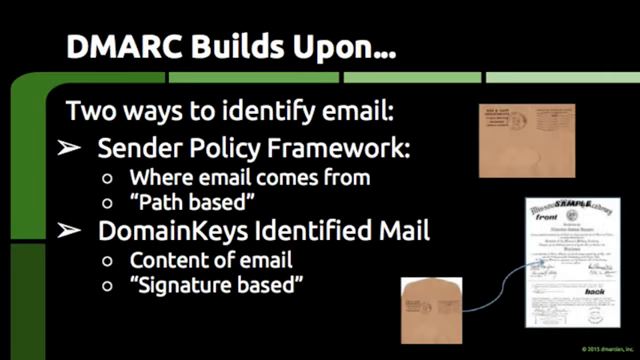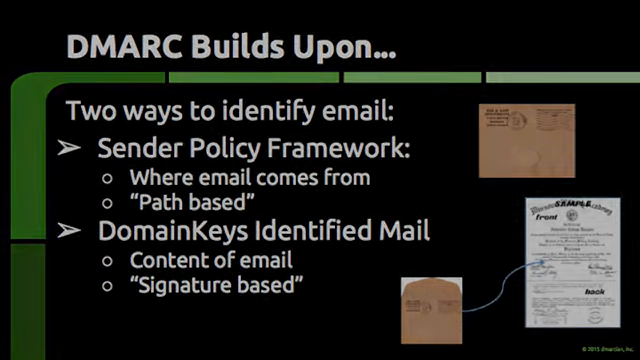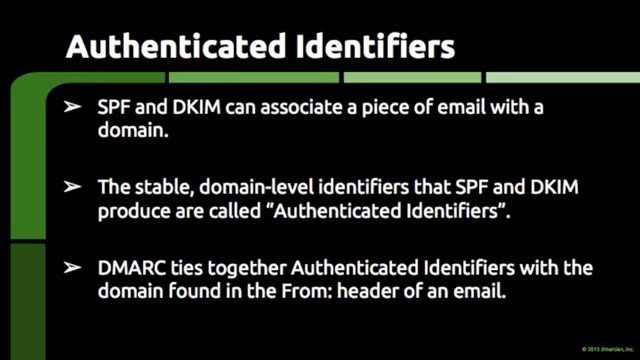DMARC builds upon two existing technologies that are used to associate a piece of email with a domain. SPF, which stands for Sender Policy Framework, and DKIM, which stands for DomainKeys Identified Mail, work in different but complementary ways to create a link between a piece of email and a domain. SPF and DKIM are standalone technologies that have been around for many years and can be used independently from DMARC. By themselves, SPF and DKIM can associate a piece of email with a domain. In the language of DMARC, SPF and DKIM generate authenticated identifiers.